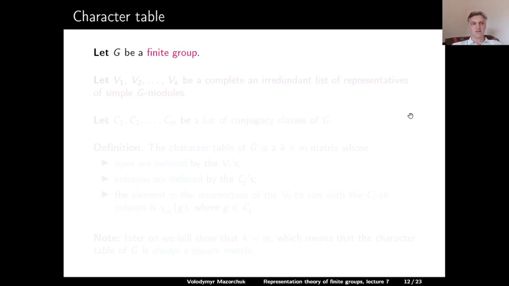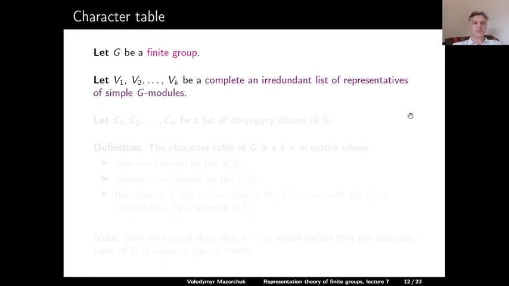One can organize characters of simple modules of a finite group into what is known as a character table. So let G be a finite group, and let V1, V2, and so on Vk be a complete and irredundant list of representatives of simple G modules. We know that there are finitely many simple G modules. Let C1, C2, and so on Cm be a list of conjugacy classes of G.